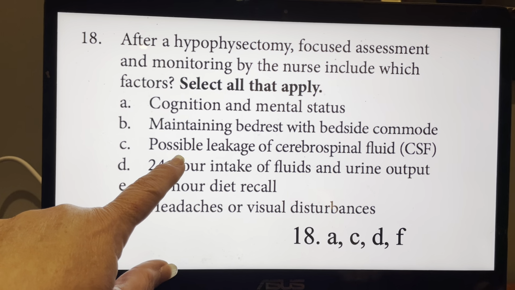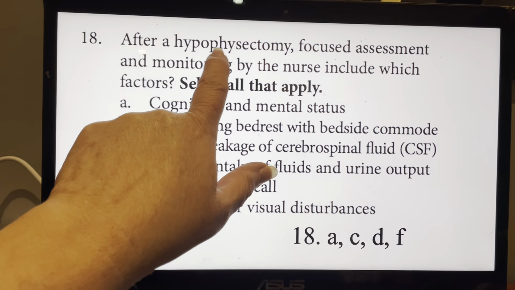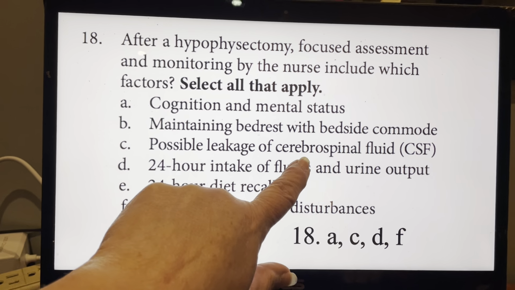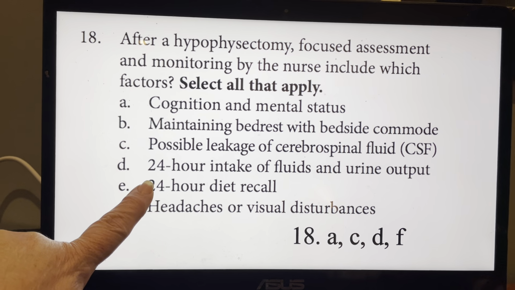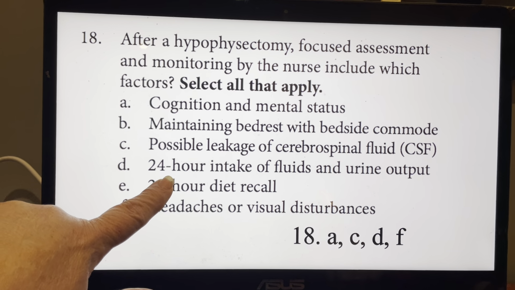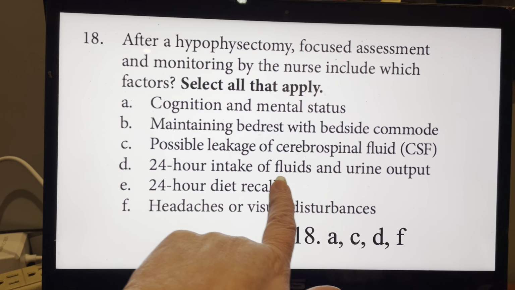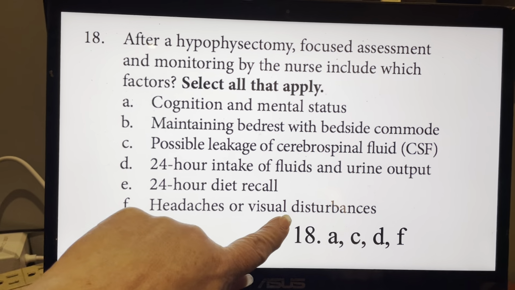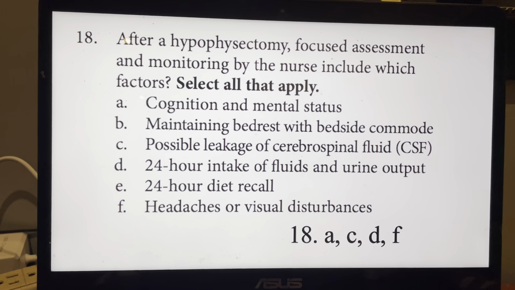So in your book, I would look up, after a hypophysectomy, if there is a cerebrospinal fluid leak, what do they expect me to know to do? And I'd be able to list it for them for a bonus on a blank sheet of paper. 24-hour intake of fluid and urine, headache, and visual disturbances. Okay, I hope that's perfectly clear.